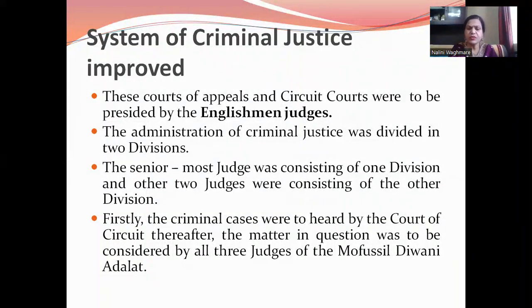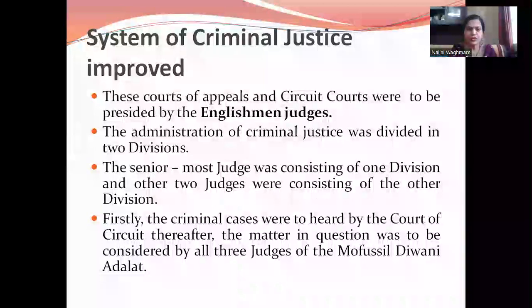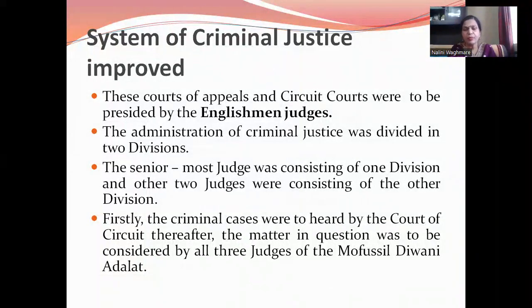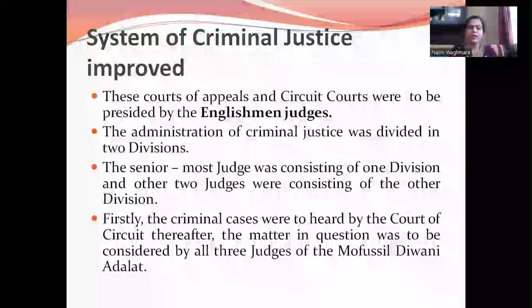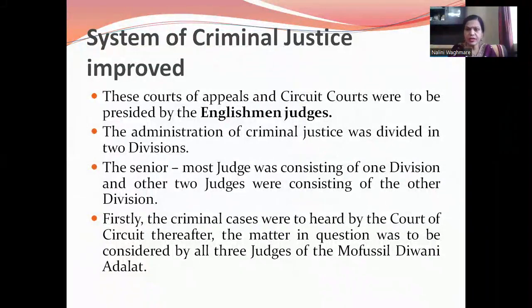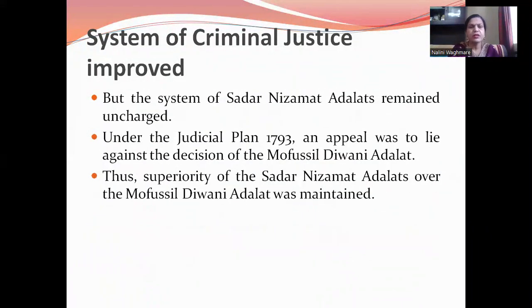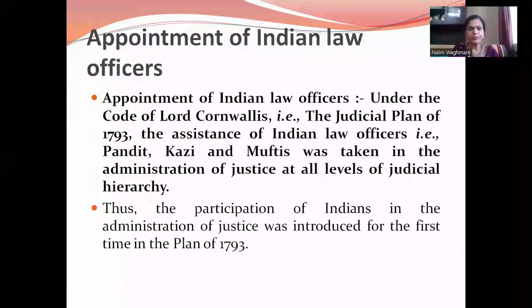Firstly, the criminal cases were to be heard by the circuit court. Thereafter, the matter in question was to be considered by all 3 judges of the Mufassil Diwani Adalat. But the system of Sadar Nizamat Adalats remained unchanged. Under the Judicial Plan of 1793, an appeal was to lie against the decision of Mufassil Diwani Adalat. The superiority of the Sadar Nizamat Adalats over the Mufassil Diwani Adalat was maintained in this plan.